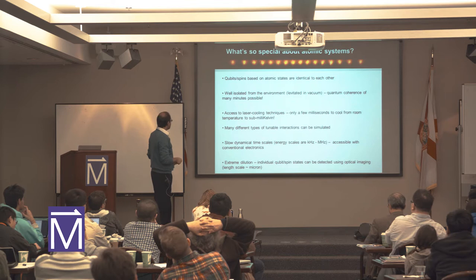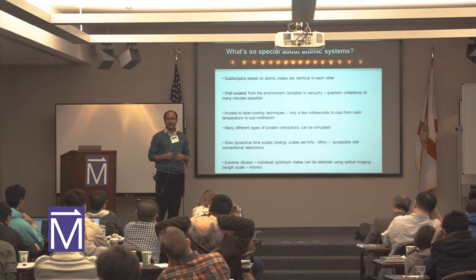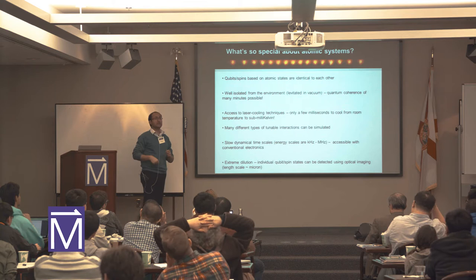The interactions in, for example, the trapped ion systems are engineered, I'll show you in a minute. And because they're engineered, we can tune the interactions. We can turn them on and off. We can change the range of the interaction, nature of the interactions.